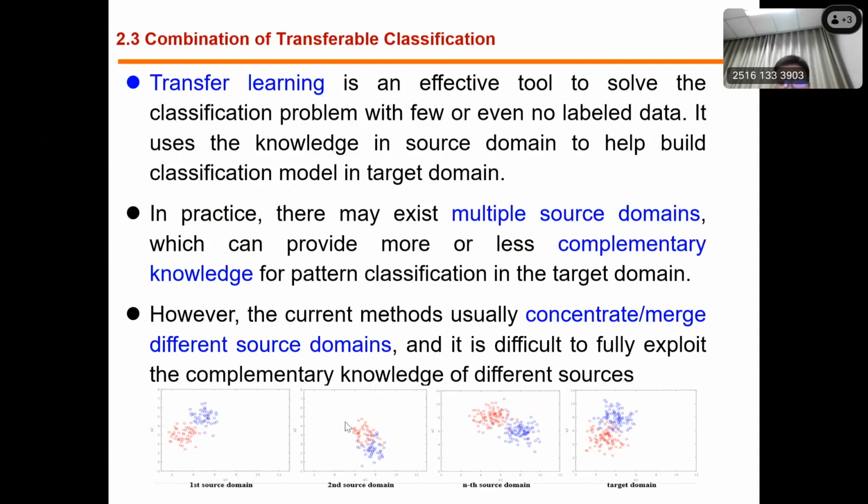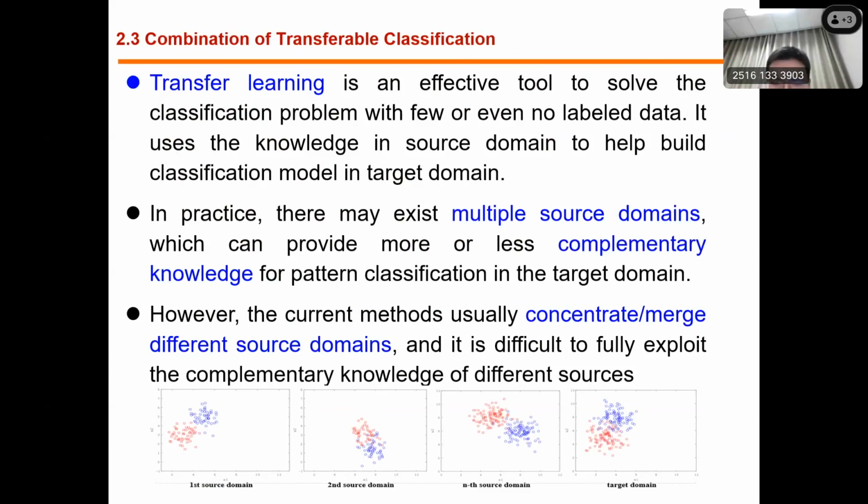So we also want to use all the source domains to help us improve the classifying accuracy of the target domain. So in this work, we considered multiple source domains. In fact, in some real applications, there also exist many cases like that.